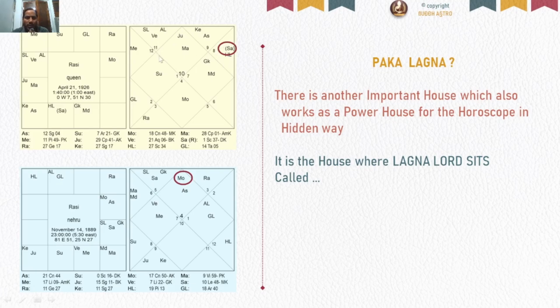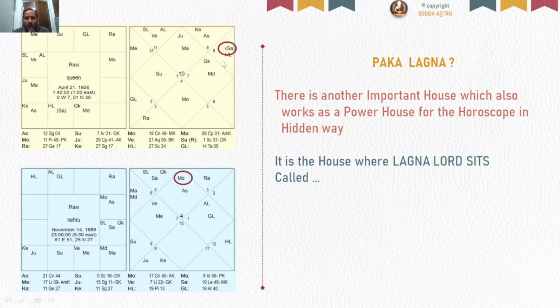Here you can see this is the first house. First house has the sign number 10, that is Capricorn. So Lagna will have the Capricorn sign. And this is ruled by Saturn. Now see, Saturn is sitting here. Saturn is sitting in the 11th house. So the 11th house will be known as Paka Lagna. Why? Because the Lagna Lord is sitting there.